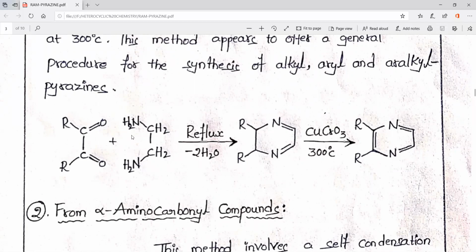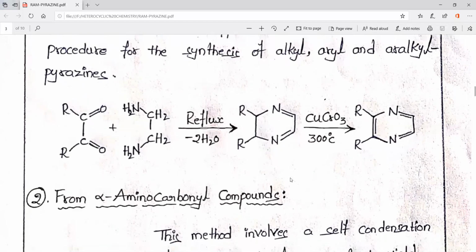So they condense. The amino group condenses with C double bond O. Here also the amino group condenses with C double bond O to form a dihydro derivative. We get a dihydro derivative which on dehydrogenation gives a substituted pyrazine. This is the first method. So reaction of 1,2-diketones with 1,2-diamines results in a compound which on dehydrogenation gives pyrazines.